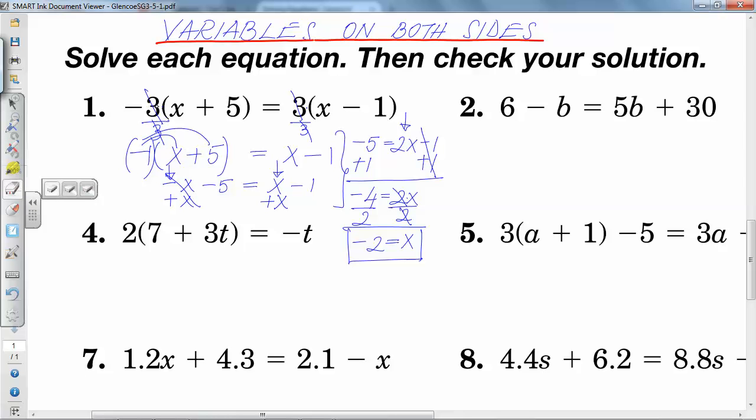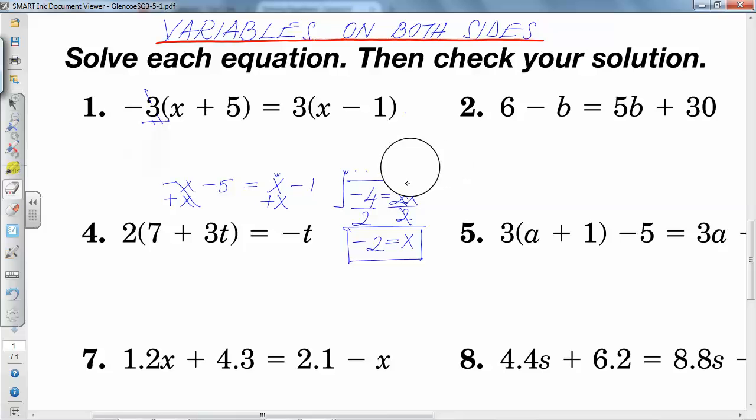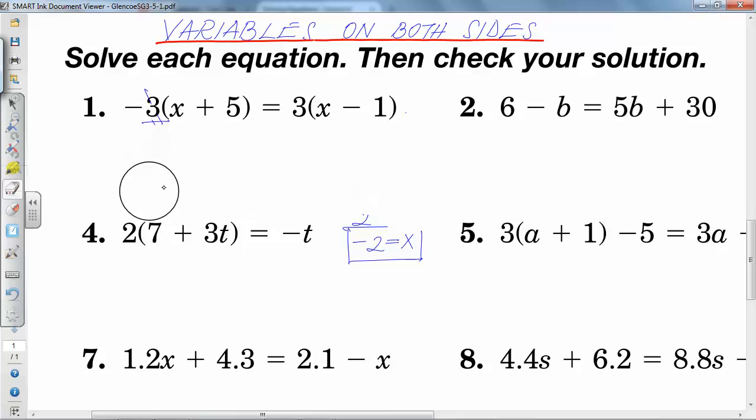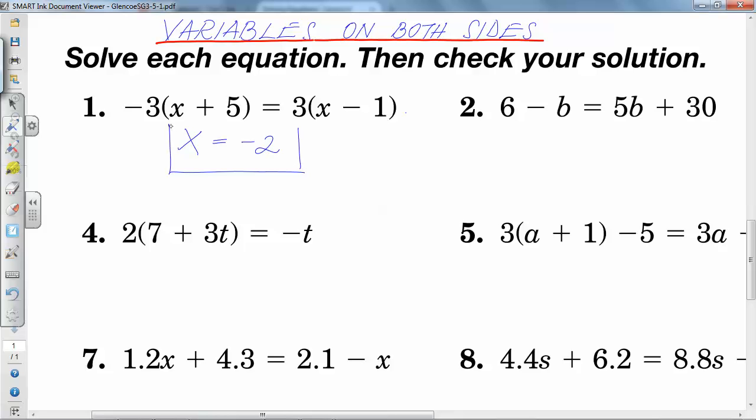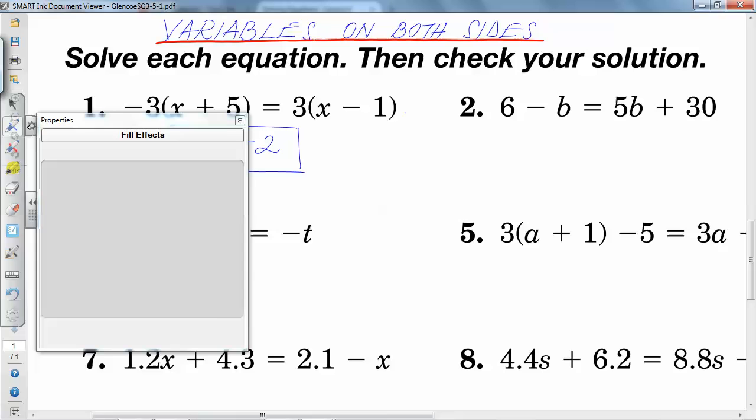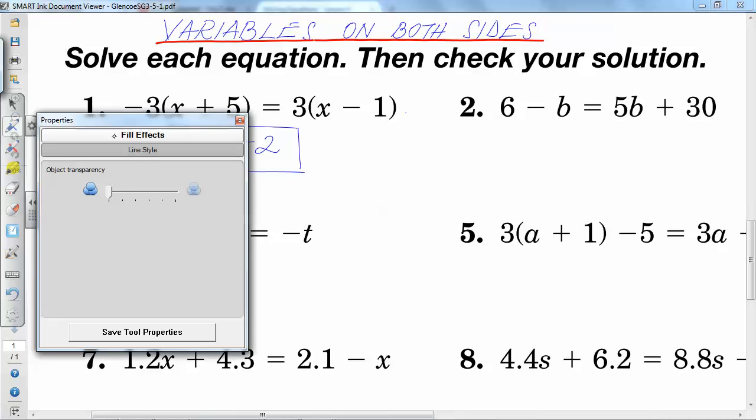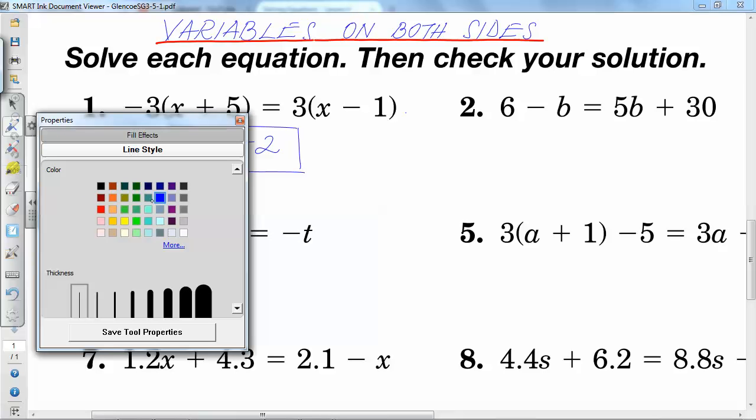Let's do some cleaning here. Probably a large squeegee, right? Or eraser, whatever this is. So I know that x is negative 2 for this one. Let's try another one. What colors do you guys like? How about purple?